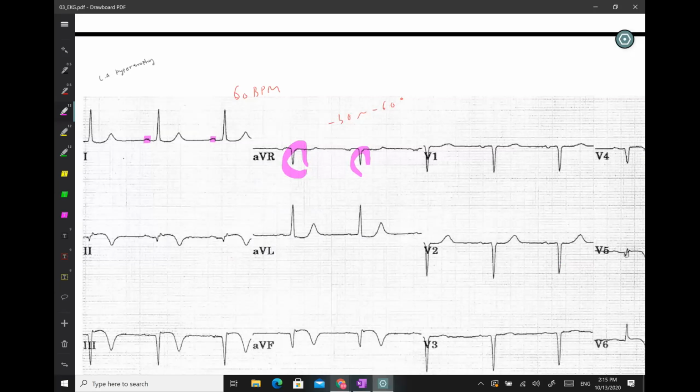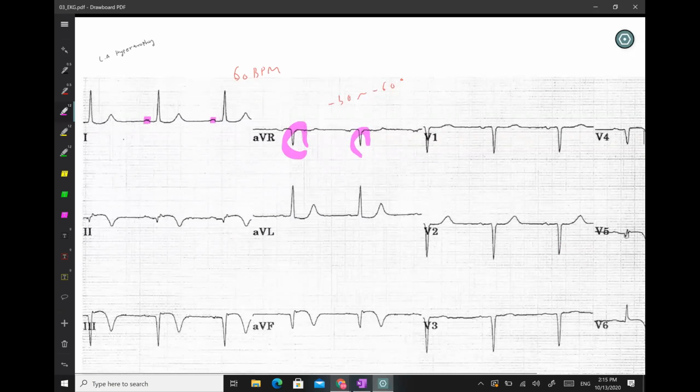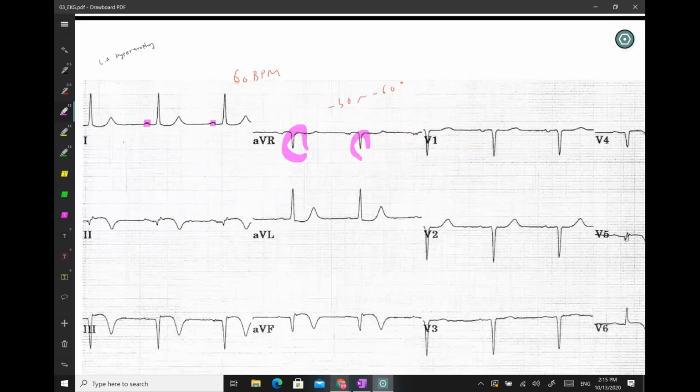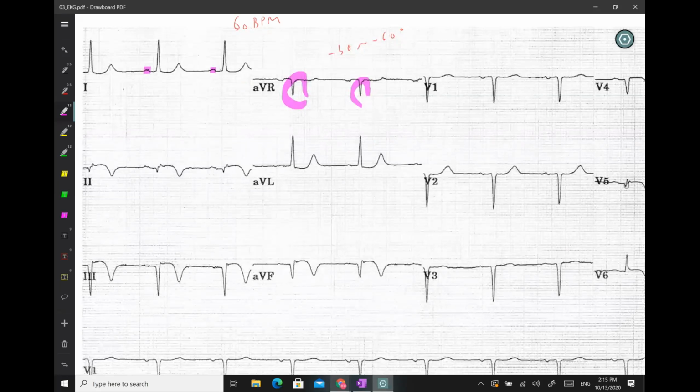QRS. Is it wide? No, I don't think so. No. Okay, that's normal. Very good. Okay. The next one, pathological Q wave.